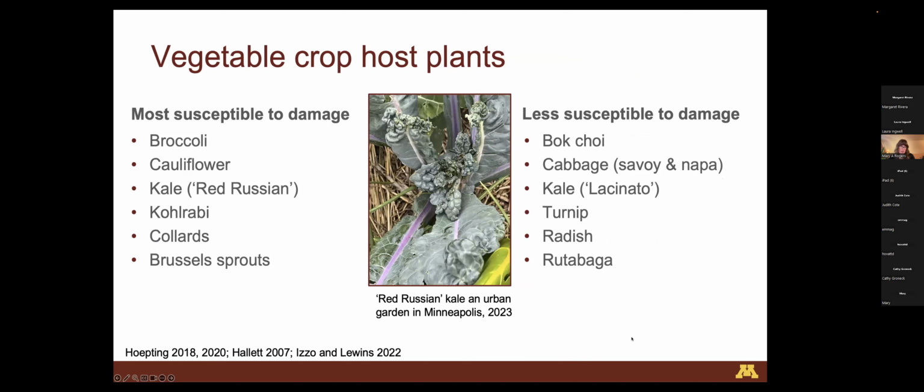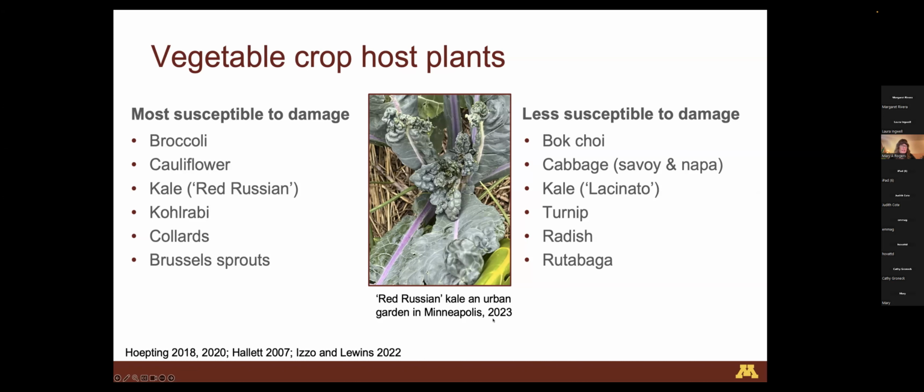Luckily, we have some research that we can lean on that's been done by colleagues up in the Northeast United States, Vermont, New York, Canada. They have been dealing with this pest a lot longer than we have, and it's been more damaging there. We're just starting to see it here and in other places in the upper Midwest. But from this previous research, we're starting to learn a little bit more about it. The most susceptible crops to damage, based on these preference studies that have been done, are broccoli, cauliflower, kale, specifically red Russian kale.